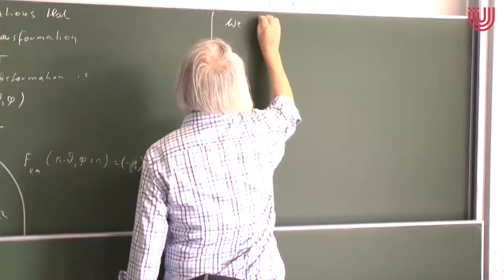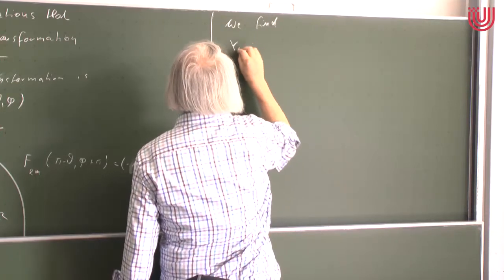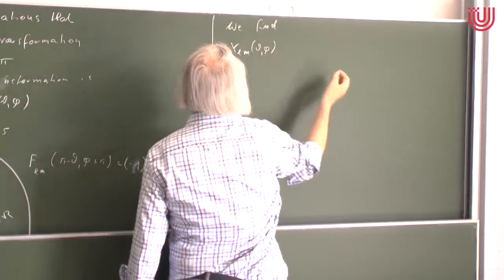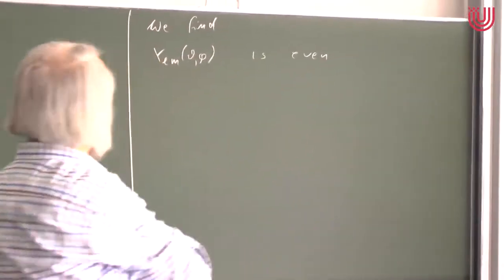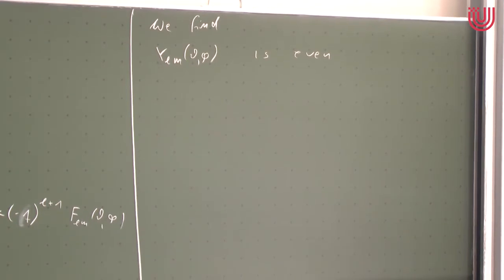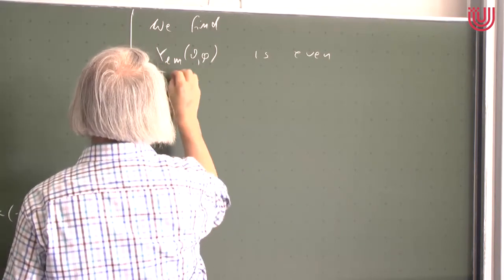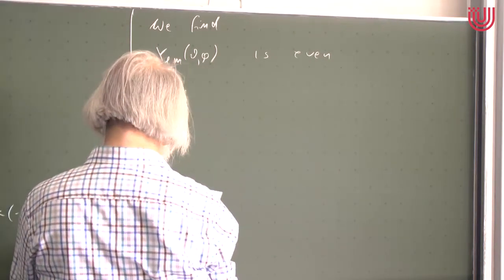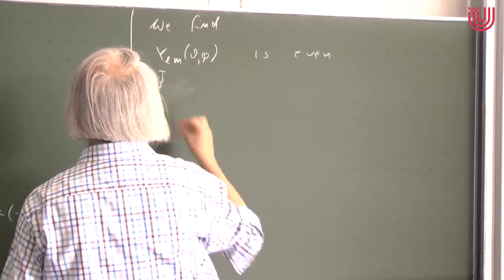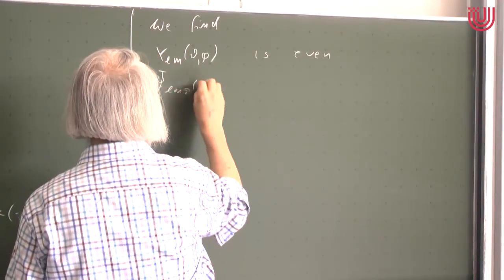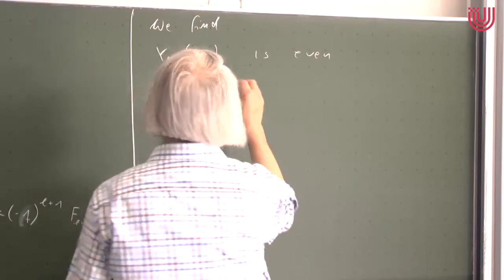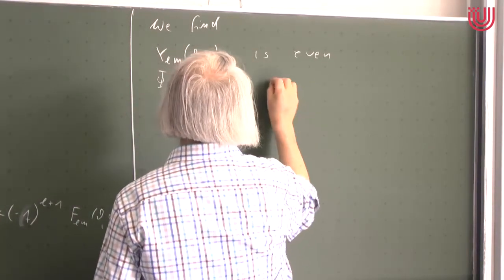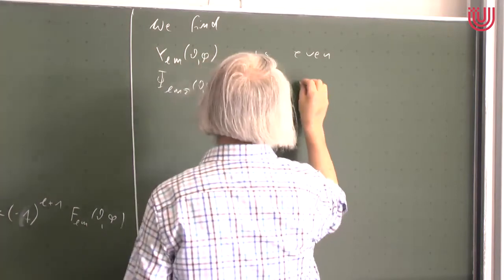So we find, my claim is that Y_LM(theta, phi) is even. And I will prove this in a minute. And for the other basis vectors, I will just write it down. So phi, A_LM, LM sigma, of course. These things depend on the angular parts, LM sigma. The phi's, these were the derivatives of the Y's, as covariant derivatives. This is odd, right? No, it's even.